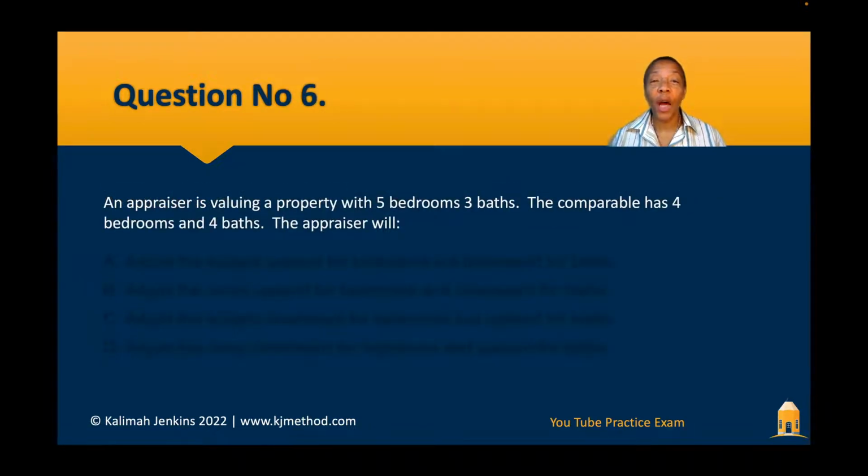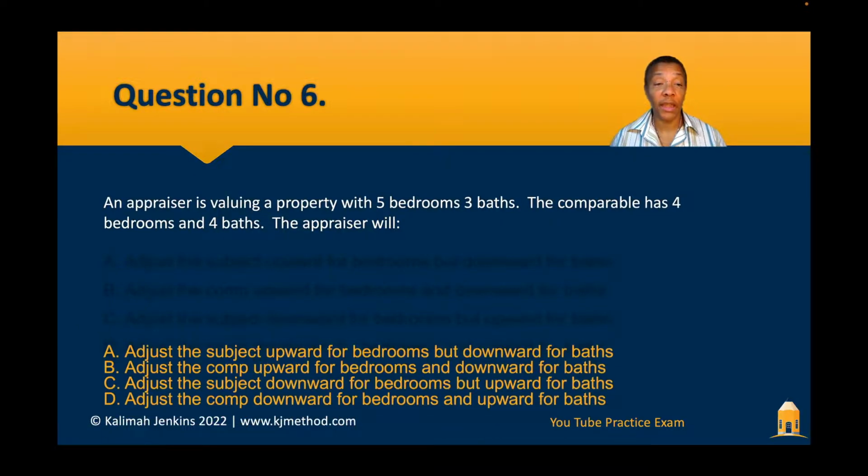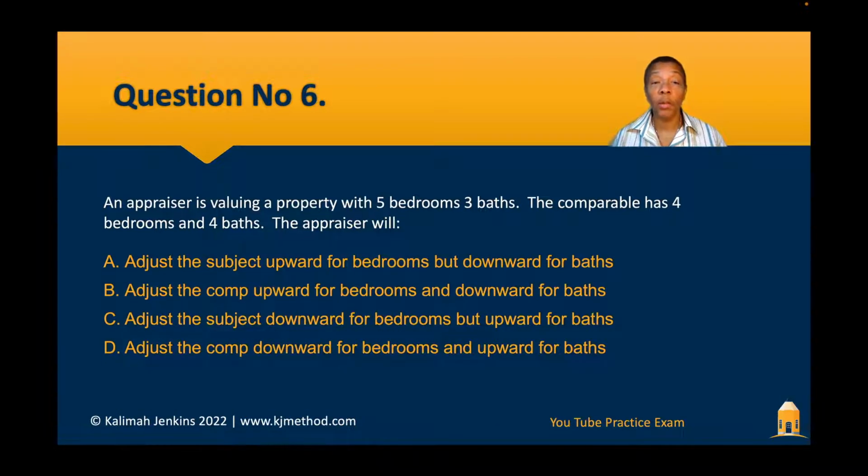Question number 6. An appraiser is evaluating a property with 5 bedrooms, 3 baths. The comparable has 4 bedrooms, 4 baths. The appraiser will, let's look at the answers. Adjust the subject upward for bedrooms but downward for baths. Adjust the comp upward for bedrooms and downward for baths. Adjust the subject downward for bedrooms and upwards for bath. Adjust the comp downward for bedrooms and upwards for bath.